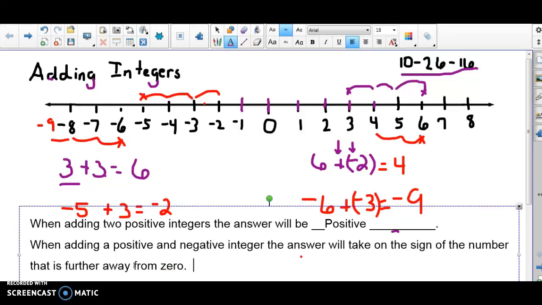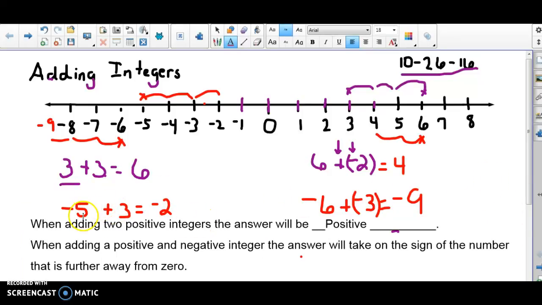Now some of you might have been tempted to say, take on the sign of the larger number. However, and we have not talked about this, but it's something that we will talk about soon, -5 actually has less value than a +3. So we would not say that -5 is larger than 3. It's actually smaller in value.